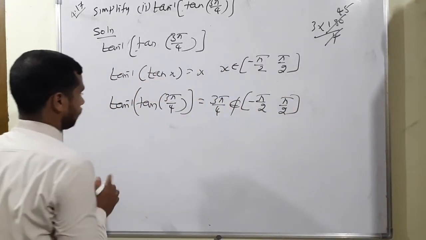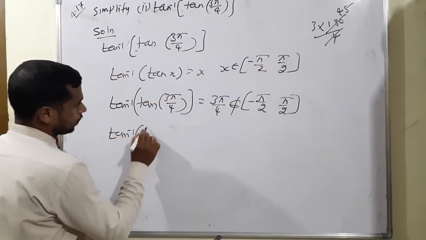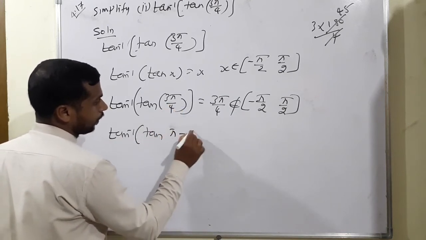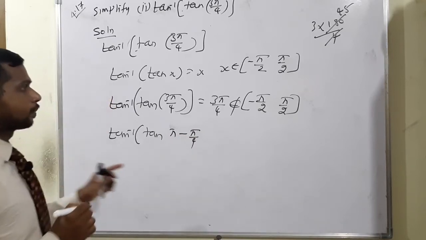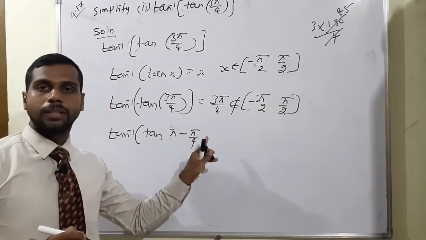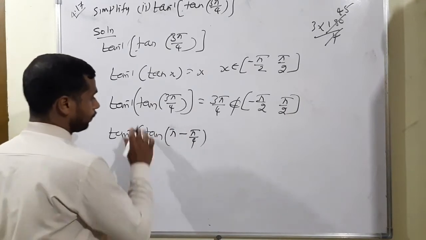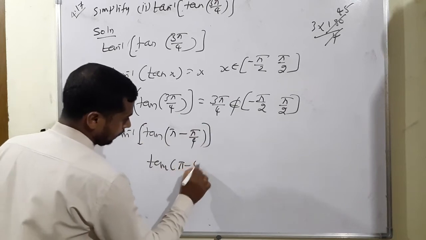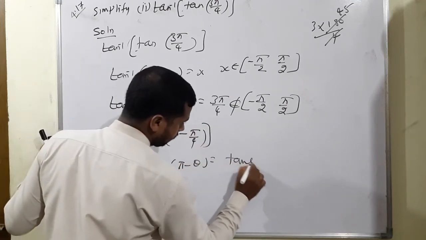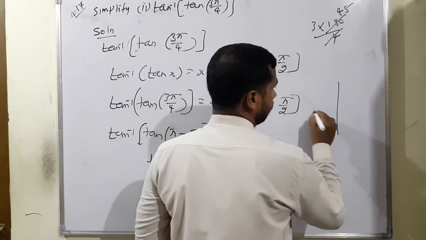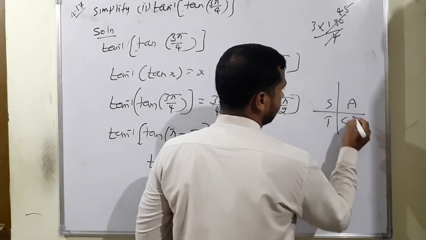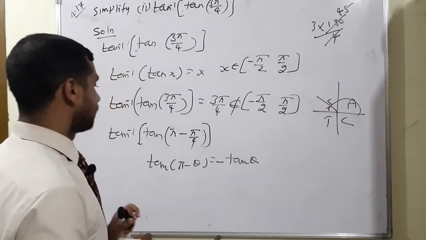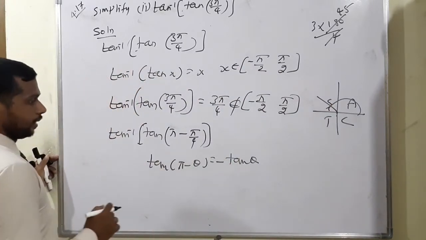Just expand this. Tan inverse tan of 3 pi by 4, we can write as pi minus pi by 4. So pi minus pi by 4 means 4 pi minus pi, so 3 pi by 4 will come. Again, tan of pi minus theta is equal to negative tan theta. Pi minus theta means second quadrant, where only sine is positive, but we have tan. That's why I have written negative tan theta.